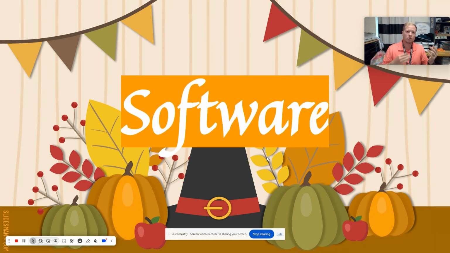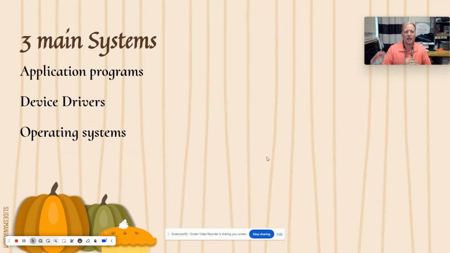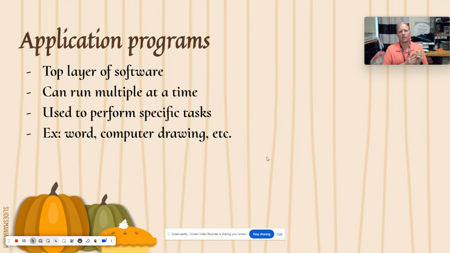It's the non-physical components of a computer. All right, 3 main systems when we're talking about software. You have application programs, device drivers, and operating system. Now we're going to talk about each of those just a little bit.